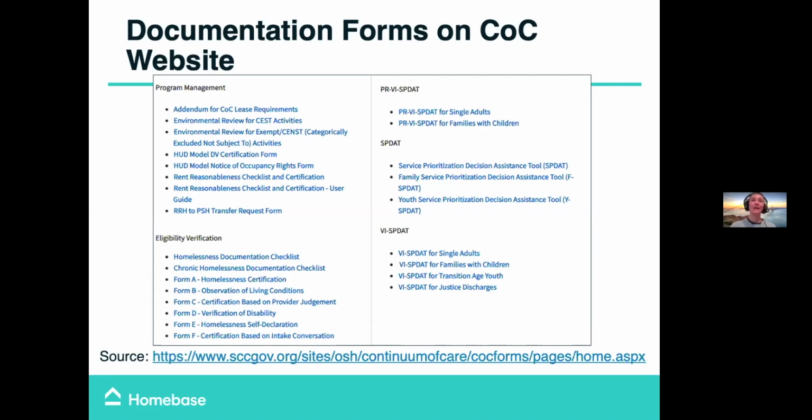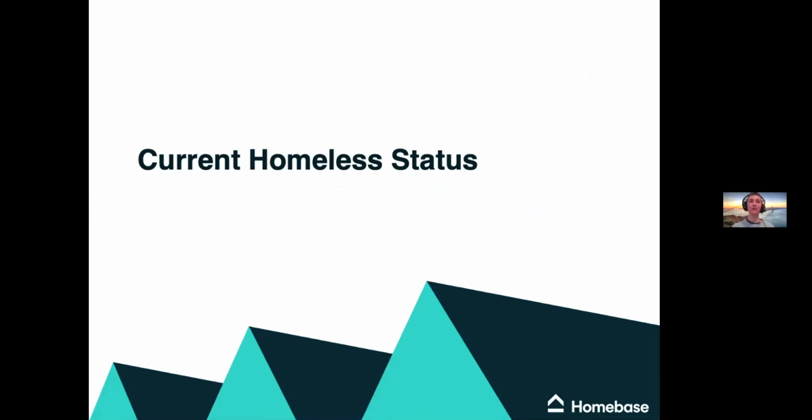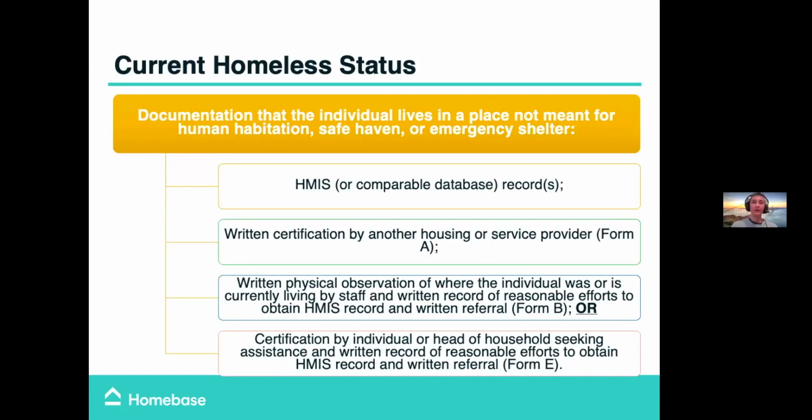So as we move on to the next slide, we're getting into documentation of current homeless status. You're going to remember always, of course, that for current homeless status, like any other part of chronic homeless documentation, the order of priority applies here. So the options for third-party documentation are those first 2 on this list. An HMIS record showing that the client is in a shelter or living on the streets or in their car, someplace not meant for human habitation at the time of entry into the program, or a written certification from another service provider.